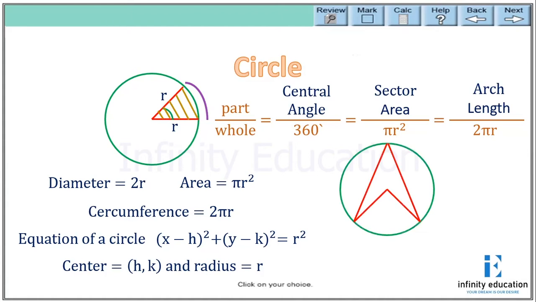There is one more theorem, the central angle to circumference angle theorem. We know the central angle is twice the circumference angle. Now let's see with some examples.